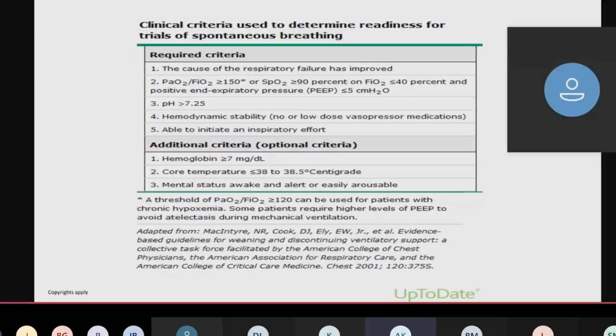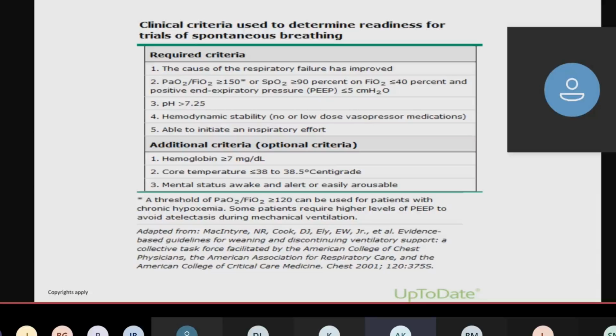The other main thing is he should be able to initiate an inspiratory effort. Otherwise, there is no point in attempting a weaning trial. There are some other additional criteria, which include hemoglobin that should be more than 7, because obviously the oxygen carrying capacity depends upon the hemoglobin, and the patient should not have extremes of temperature. He should not be cold, or have fever. Again, fever is a relative contraindication. It is not an absolute contraindication of weaning.